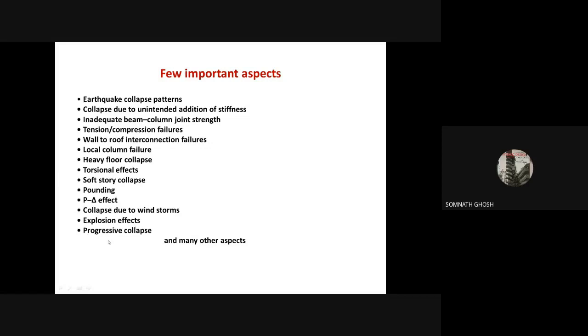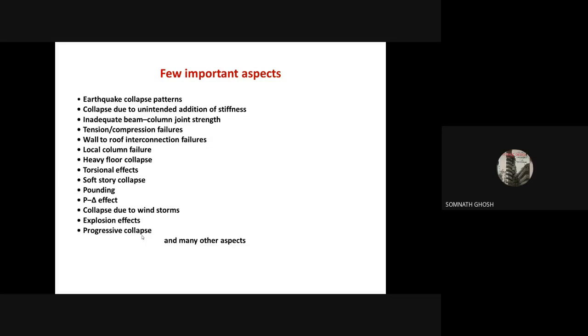Explosion effect. And then the entire building structure is a redundant one. Naturally, when the failure starts from a particular point, the failure will extend to another node, then to another member, then to another member. So it's a progressive collapse. So you have to understand progressive collapse also.